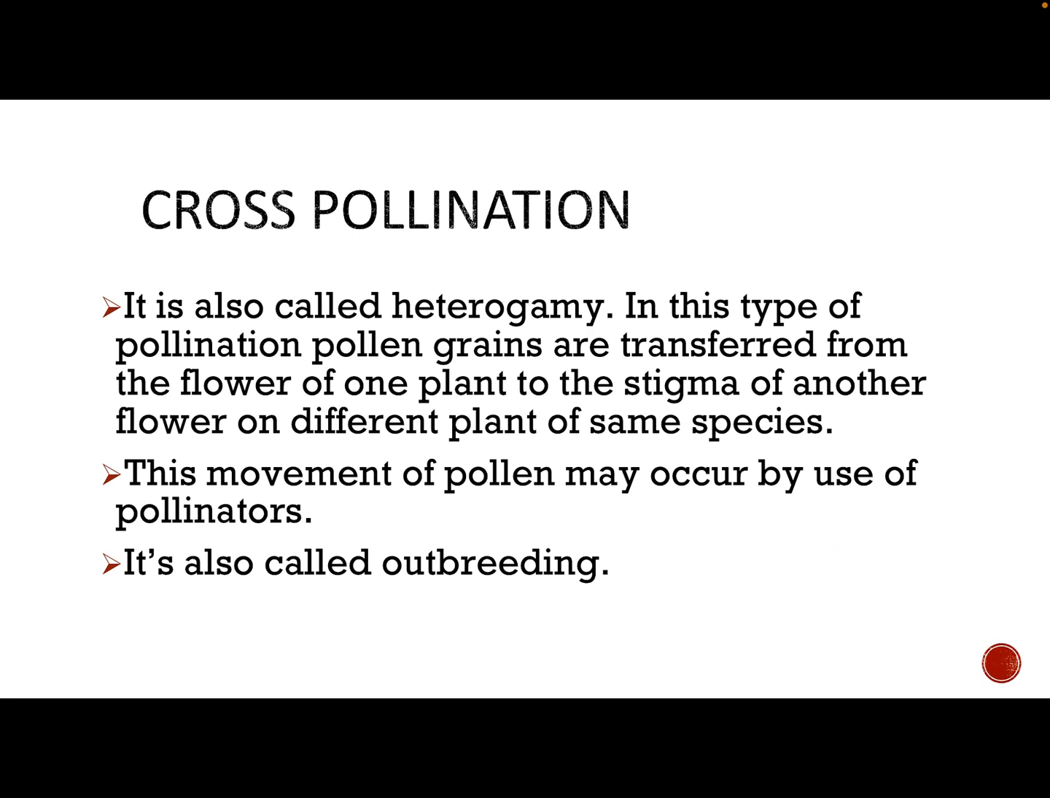The species is same, but the genetic variety is different. This is the distinction. This is the difference. This movement of pollen may occur by use of pollinators, and here pollinators are going to play a very important role. How will they travel? Pollen doesn't have any flagella or any motile thing, so there is the use of pollinators. It is also called outbreeding, meaning the breeding is going to happen between two different plants.